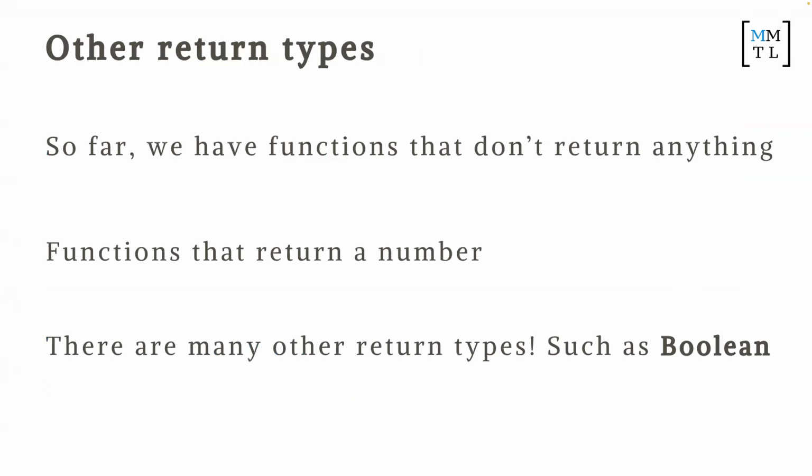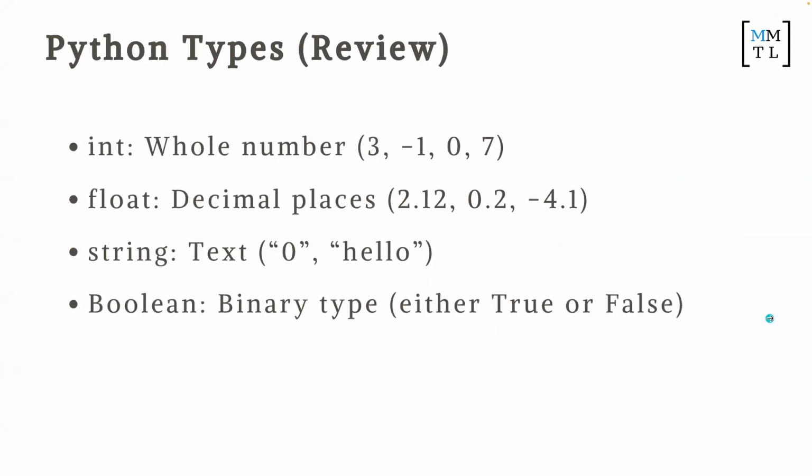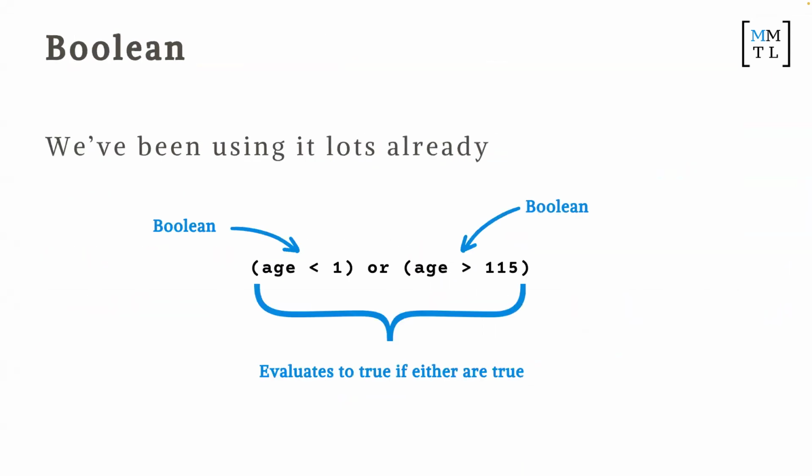So far we have functions that return nothing like a None, and functions that return a number, but you can also return any other type. So you can return a Boolean as well. We've been using it a lot already. This is not a function technically, but this replaces a Boolean. And "or" is another Boolean return, because it evaluates to true if either of these statements are true.